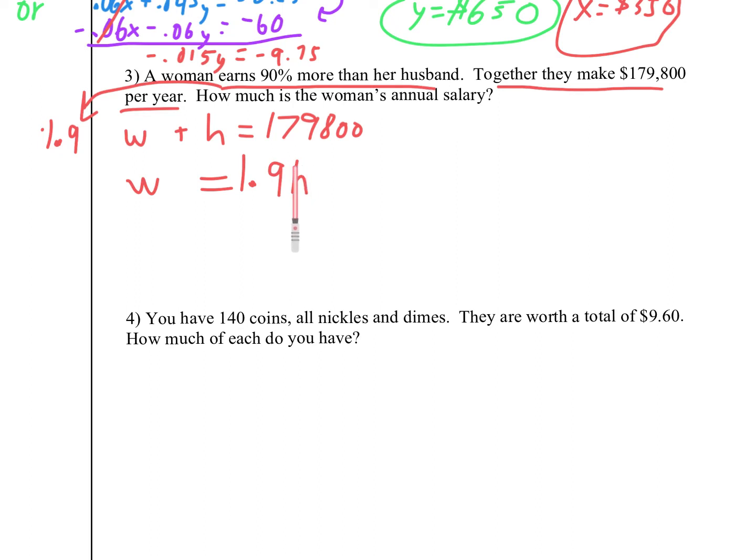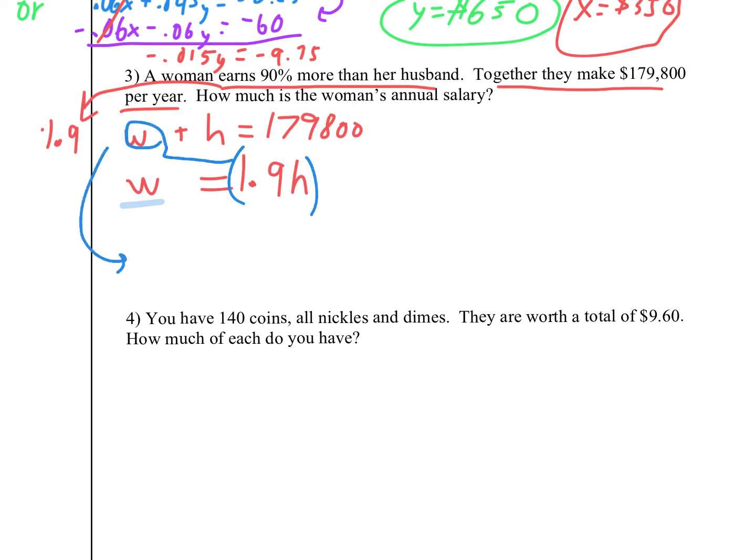So if the husband made $100, we multiply that by 1.9, that means the woman made $190. So that actually does make sense with what the problem is trying to tell us. Okay. This system, I would use substitution because we have an isolated variable here, w. And so what we can do is take what that isolated variable is equal to and plug it in for w on the other equation.